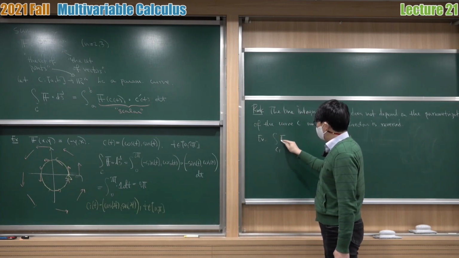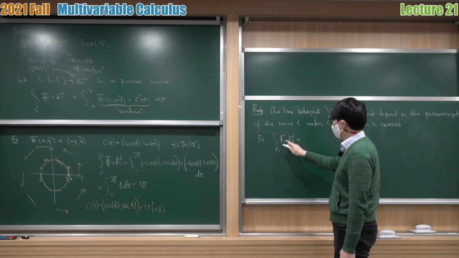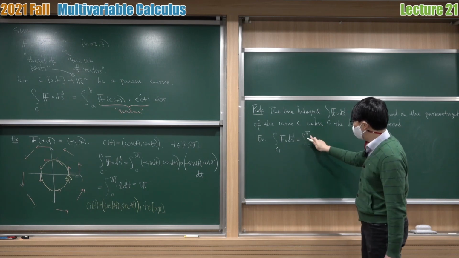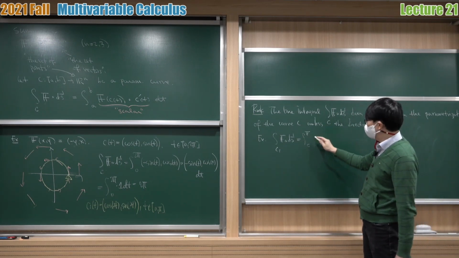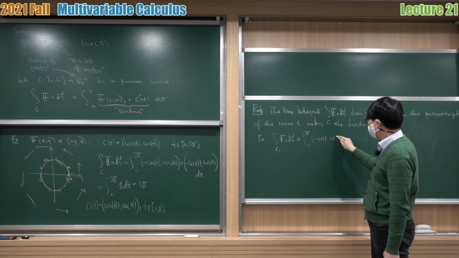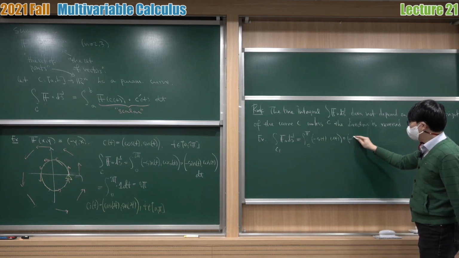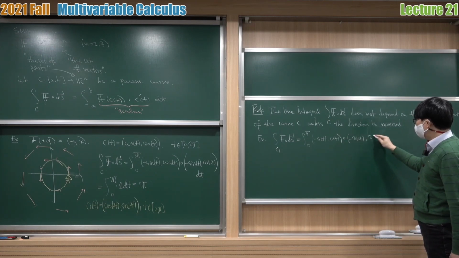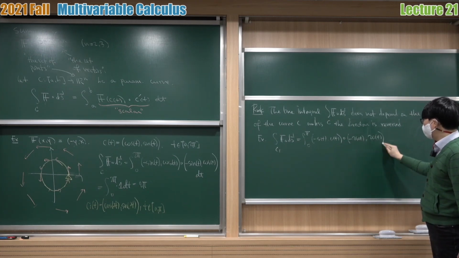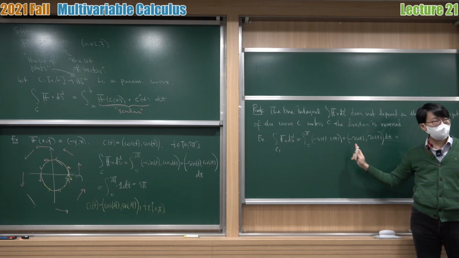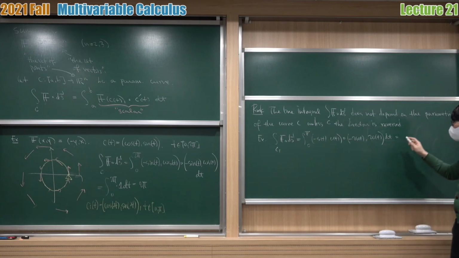So if I use C1 to find the line integral, then I have a limit from 0 to pi, and sine t, cosine t, inner product. And now we have minus 2 sine t, 2 cosine t, dt. So if I take the inner product, I have 2 sine squared plus 2 cosine squared. So I am integrating 2. So that gives the same 2 pi answer.